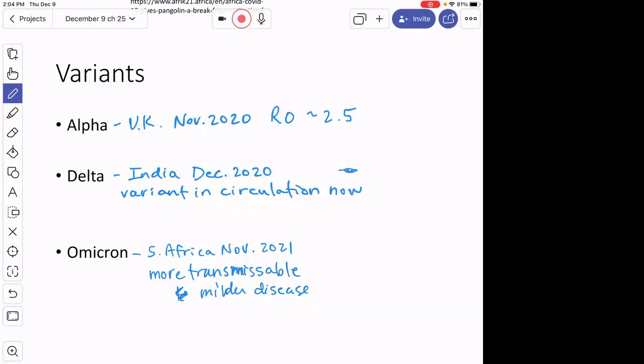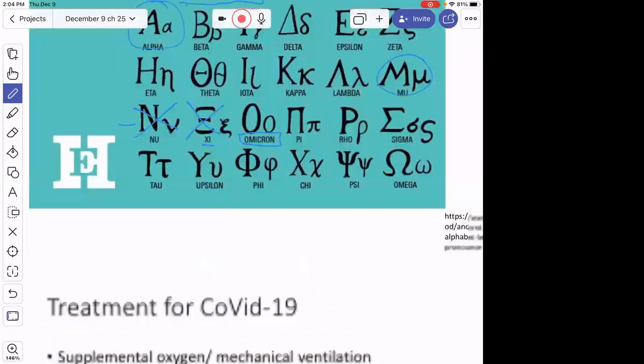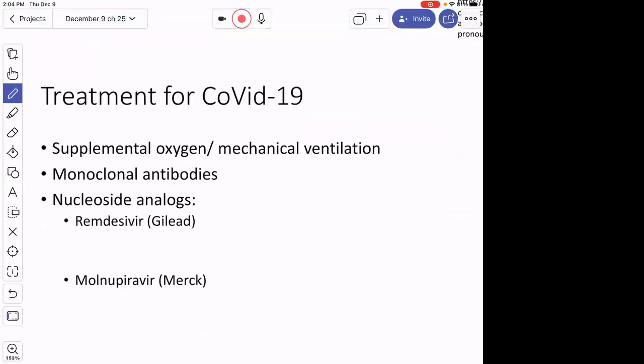Let's see. They are having really just an explosion of cases in South Africa. So that really caught the attention. So we don't know anything about R naught yet or anything like that. So let's talk about treatment.